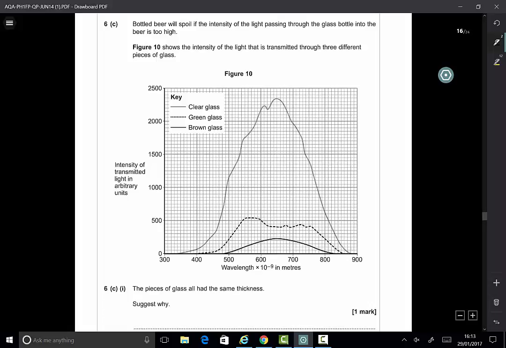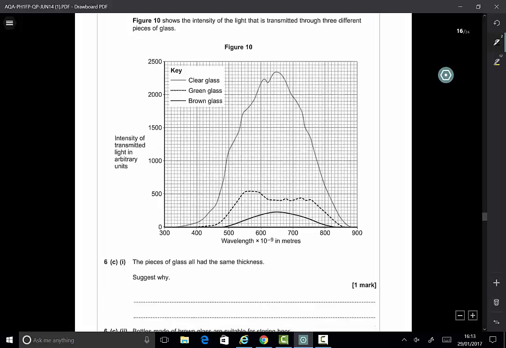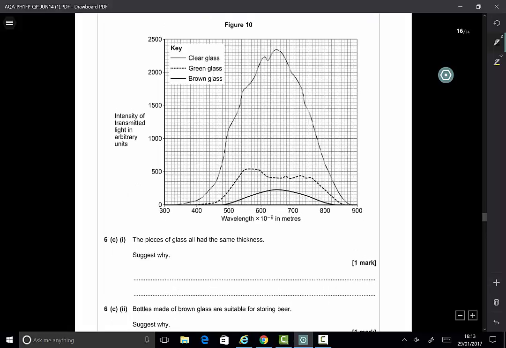Right, the 3 pieces of glass all have the same thickness, suggest why. It's for a fair comparison. Don't say for a fair test. They very rarely give marks for it.